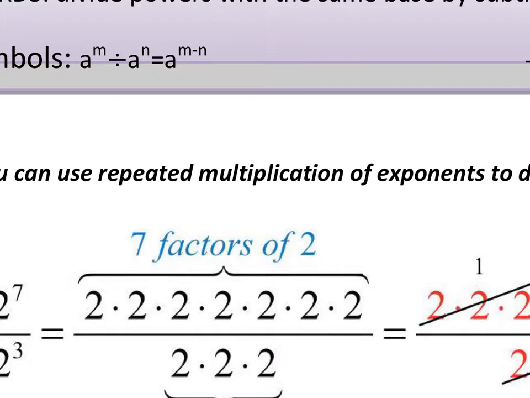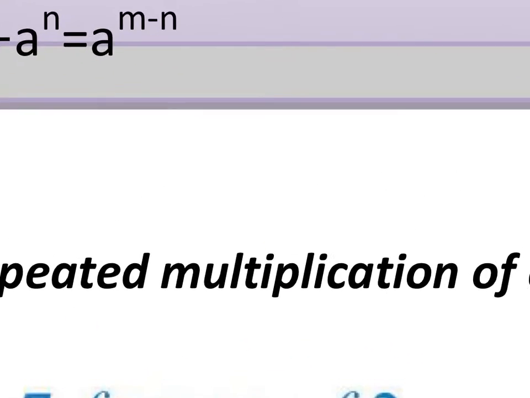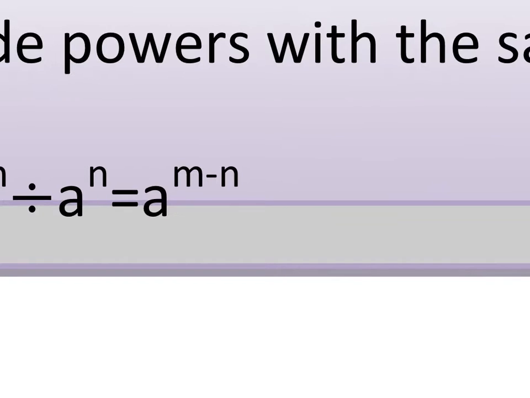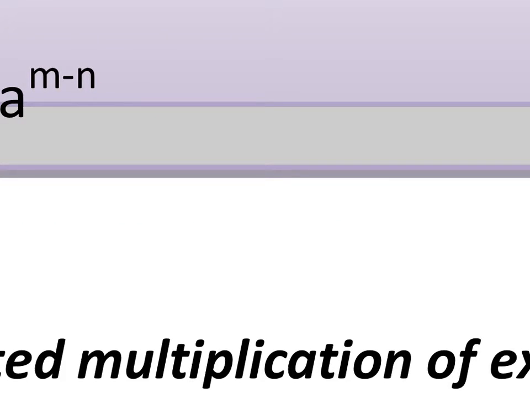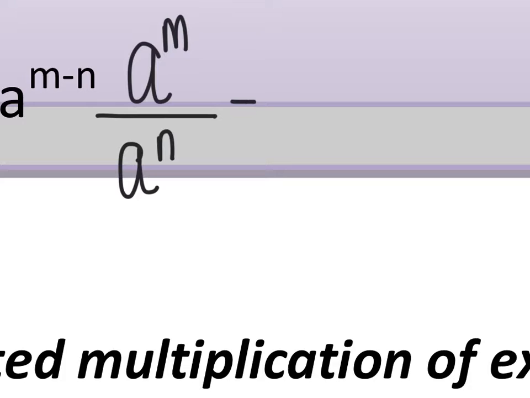If you look at it algebraically, we always have a rule. Our rule here is that a to the m divided by a to the n equals a to the m minus n. You can also rewrite this as a fraction: a to the m over a to the n equals a to the m minus n.